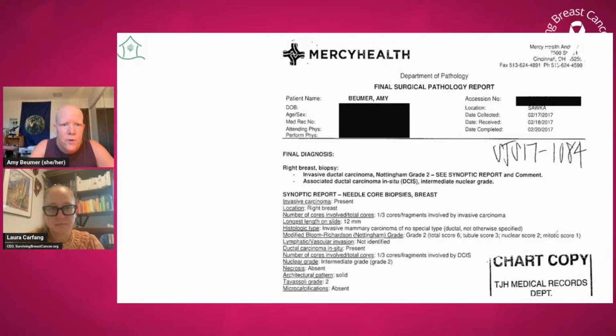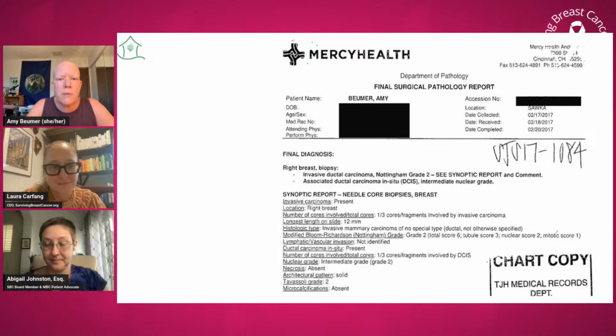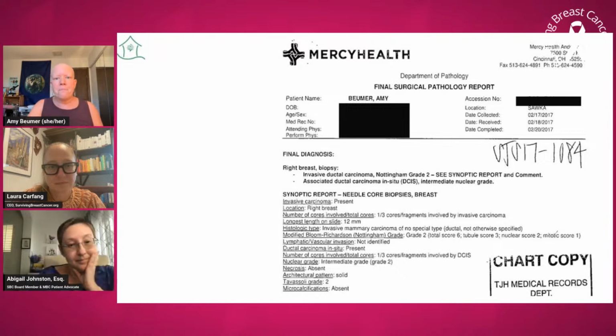Oh, there it is. So if you go down, can you see my pointer, Laura? No, you can't. Oh, that's not great. Okay. All right. So if you scroll down, you'll see something that says histological type. And it says invasive mammary carcinoma, mammary for breast, carcinoma for cancer, of no special type. So that's code for ductal, not otherwise specified. So the cancer found in my breast and in the metastatic sites is ductal carcinoma. And that's the histological type. And I am sorry you can't see my pointer.